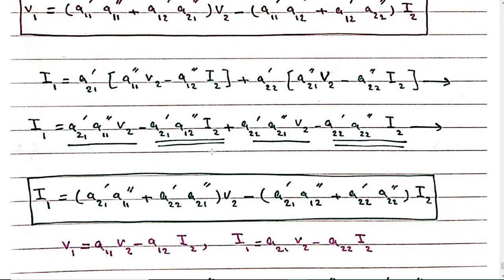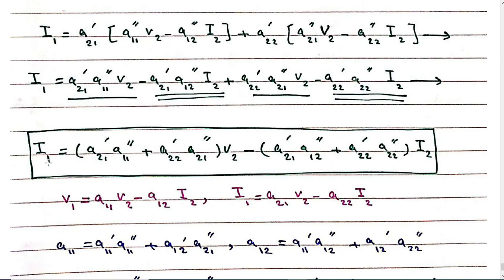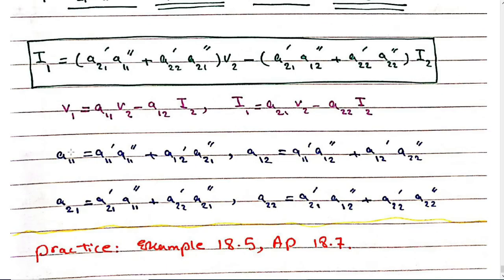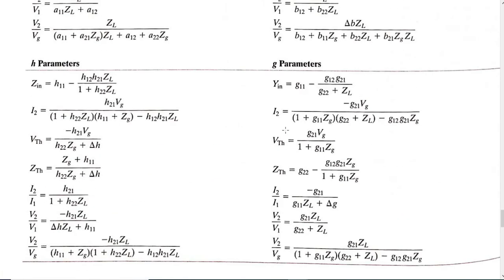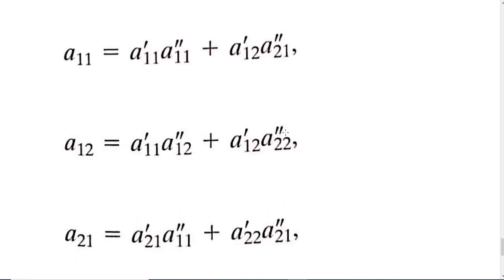this equation for I1. So the relation between A11 prime and A11 double prime will be, you have to use these four equations if you have cascading two-port circuits. Are these formulas provided too? Yes.